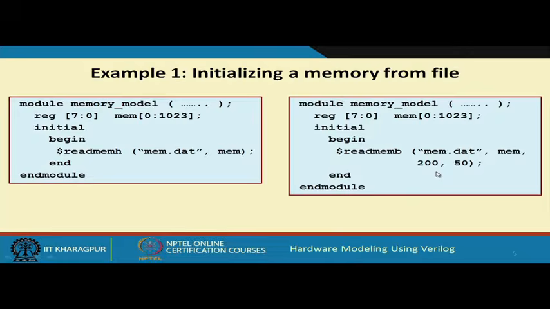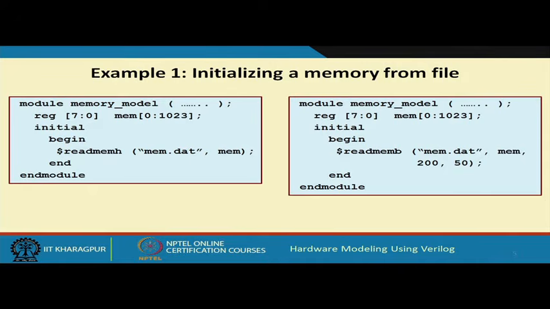So, here memory will be initialized by reading from the file starting from address 200 onward: 200, then 199, then 198, 197, down to 50. But you can specify the other way around also: you can also write 50, 200. In that case, it will start from address 50 and go up to 200. So, this is how we can initialize a memory from data stored in a file.